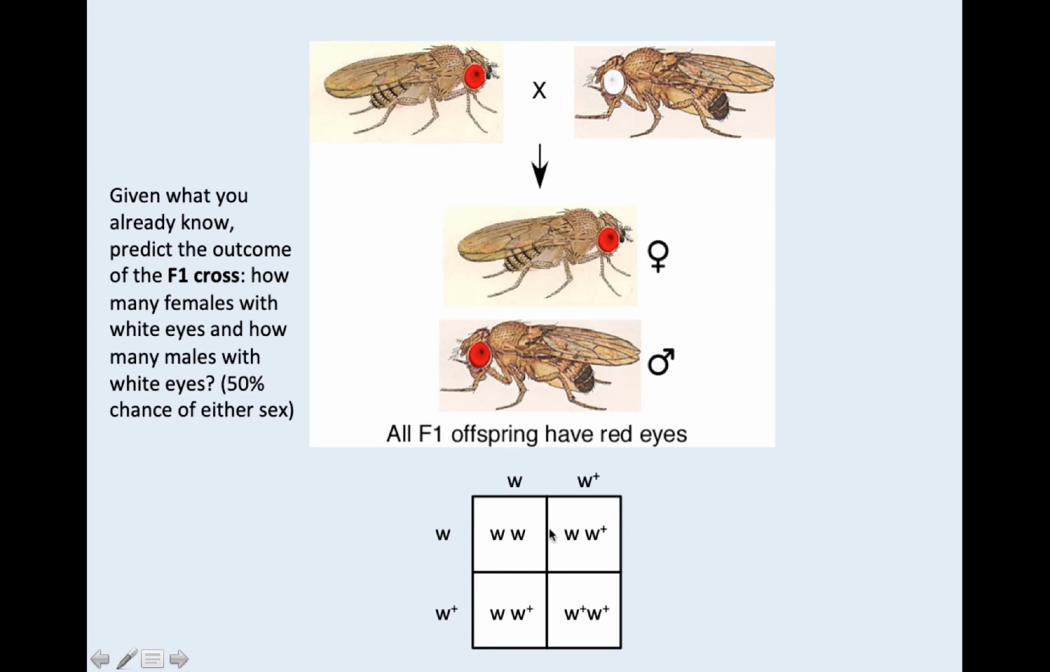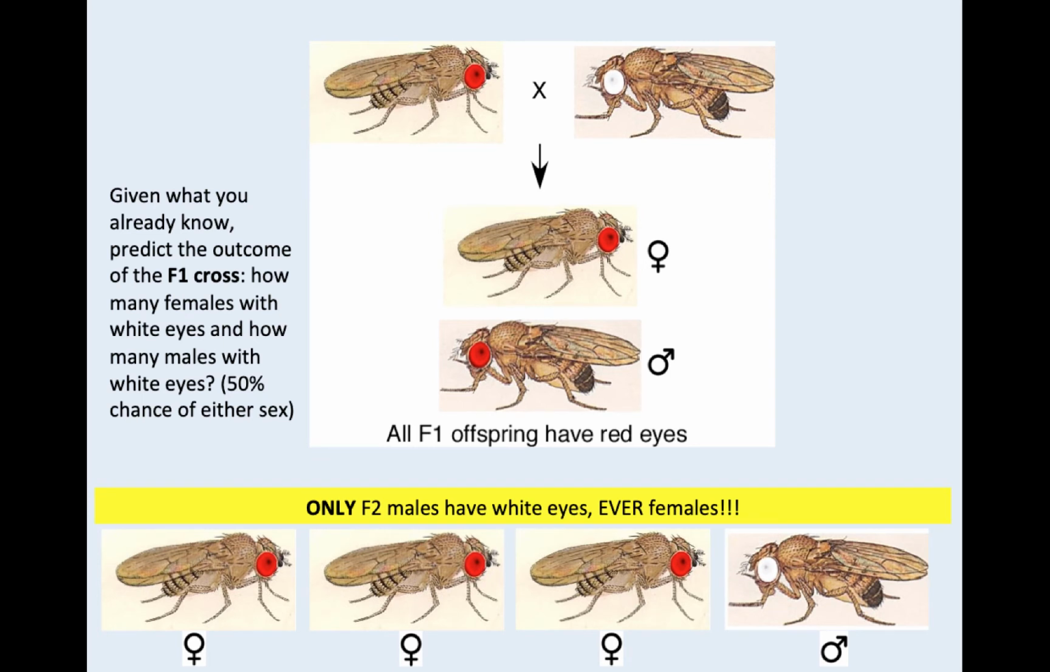And we predict 50% are going to be females and 50% are going to be males. So half of the flies with white eyes are going to be females and half of the flies with white eyes are going to be males. So this is what actually happens. You don't ever get any females with white eyes. You predict that you will get them, but when you actually do the experiment, you get males with white eyes in the normal ratio that we would expect, but we never get any females with white eyes. So something else is going on apart from our typical Mendelian genetics, and it's only affecting the males.